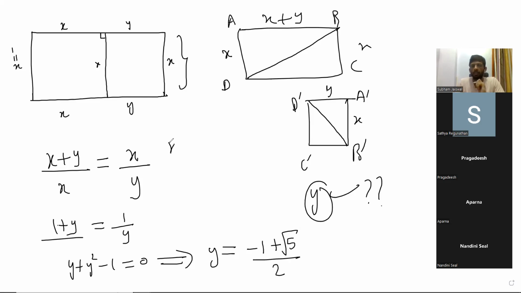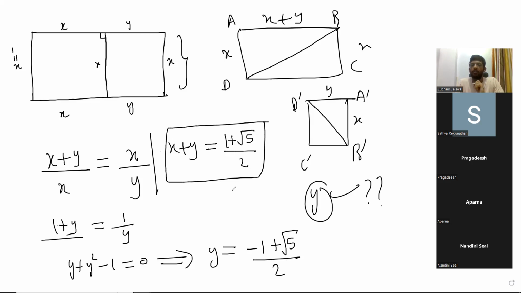Okay. But the more important thing is what is x plus y? x plus y is 1 plus this. So that is 1 plus root 5 by 2. Is this a familiar number? Think about it. Maybe that's also homework. This number you would have come across in many other questions also. It keeps coming.